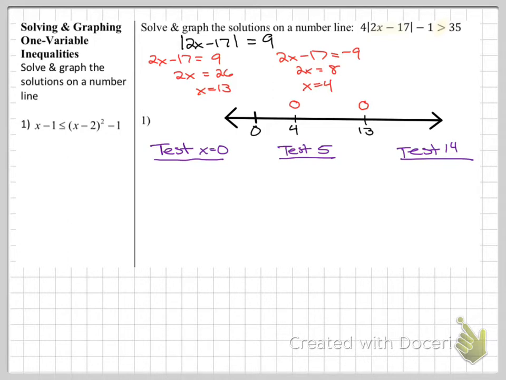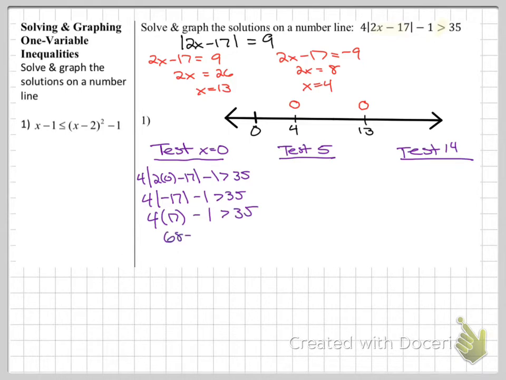So take some time for absolute value 2 times 0 minus 17. I'll do the first one with you. This is the absolute value of negative 17. The absolute value of negative 17 is going to be positive 17. 4 times positive 17 is going to be 68. 68 minus 1 is definitely bigger than 35. This is true. Remember, the alligator math is supposed to be eating the bigger number.